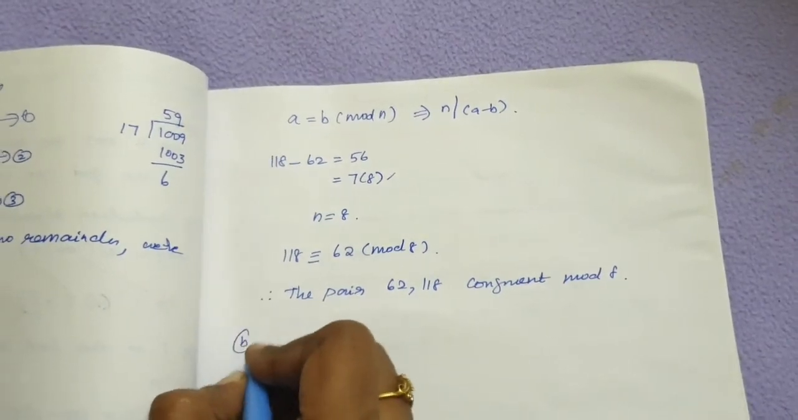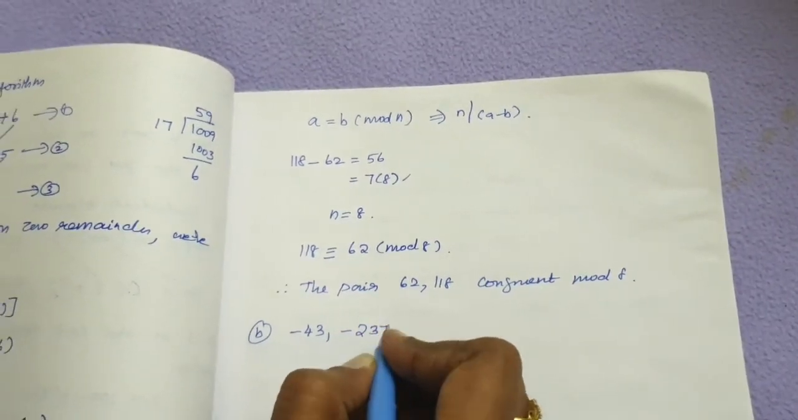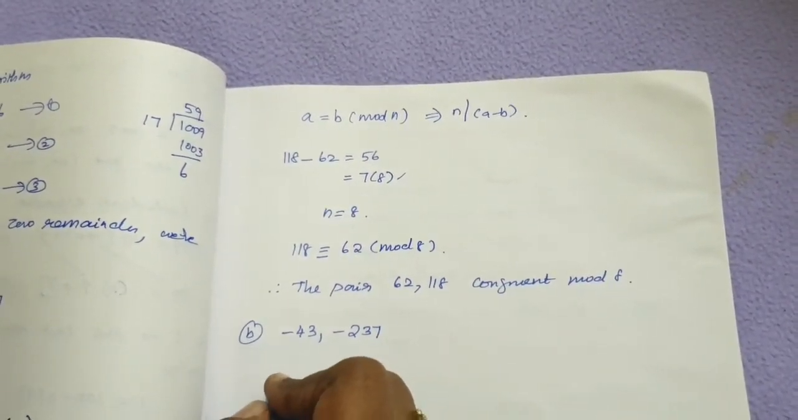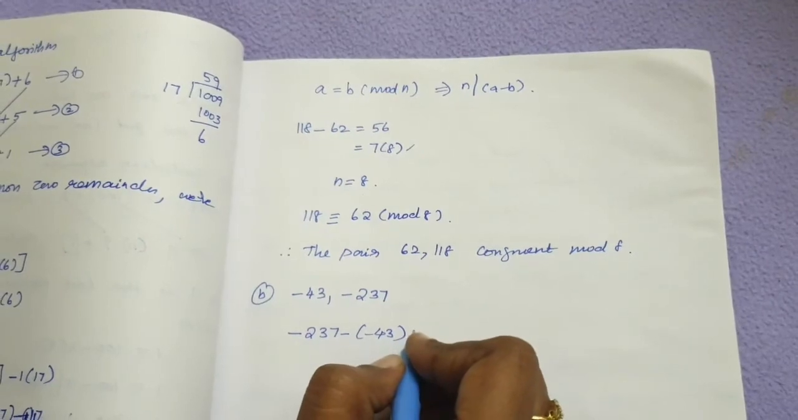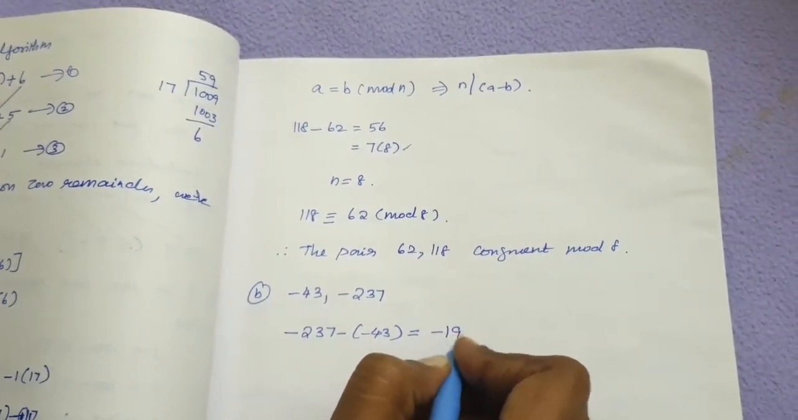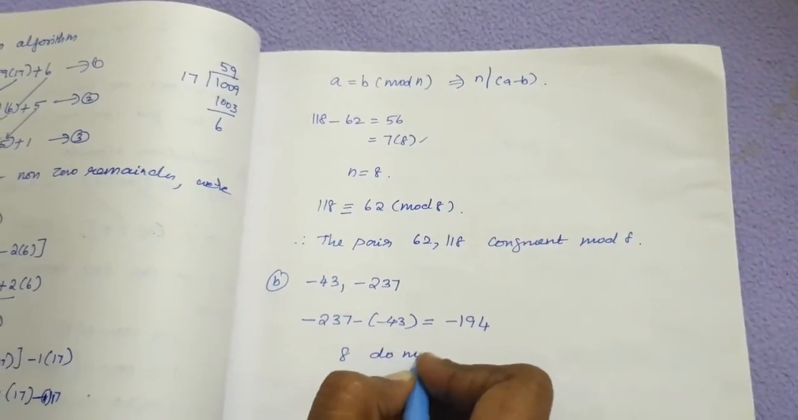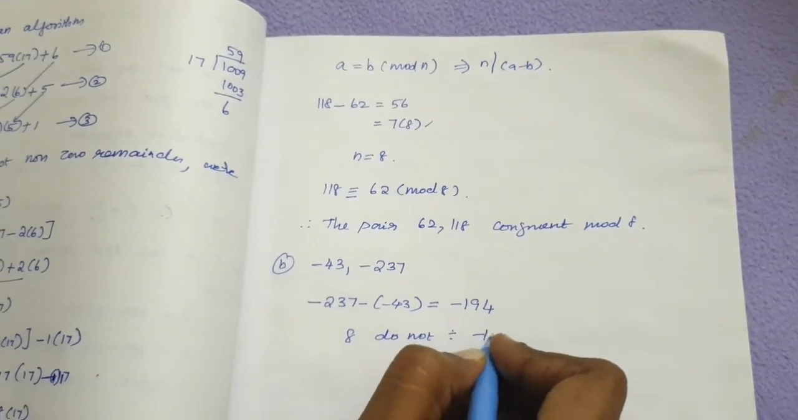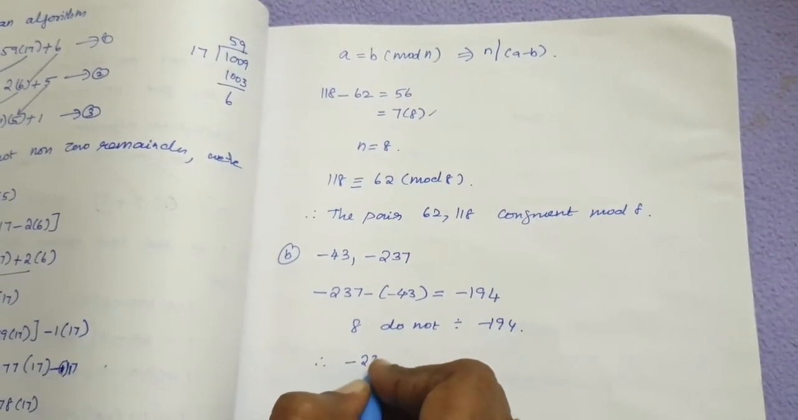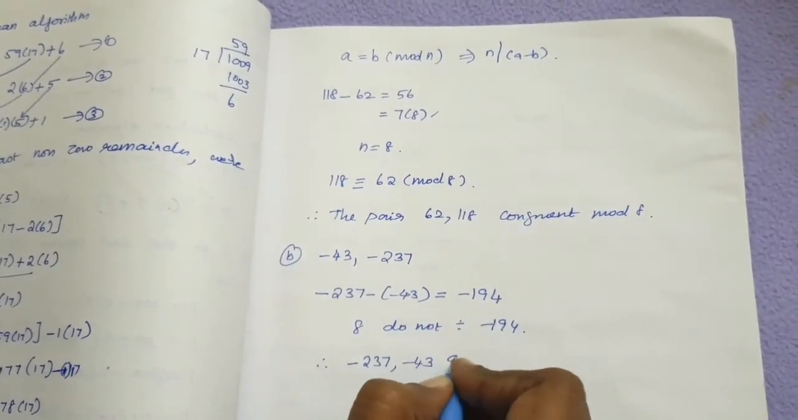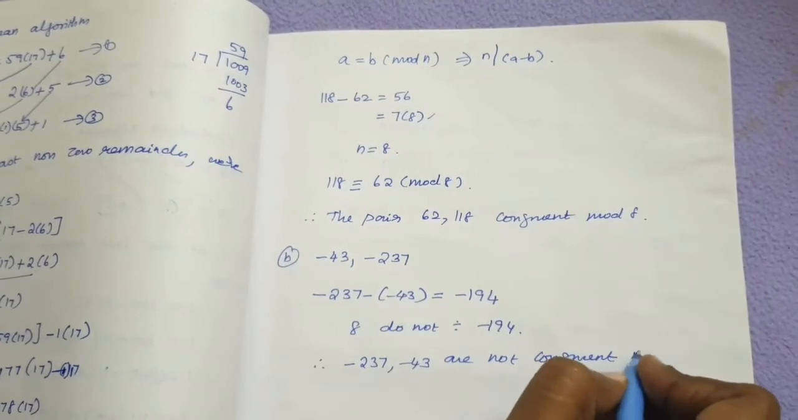So in the second problem, they gave the pair as minus 43 and minus 237. So when you subtract minus 43 from minus 237, you will get the result as minus 194. So here 8 does not divide this minus 194. Therefore the pair minus 237 and minus 43 are not congruent mod 8.